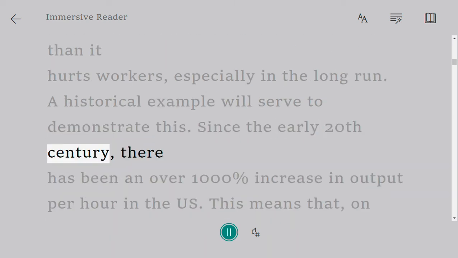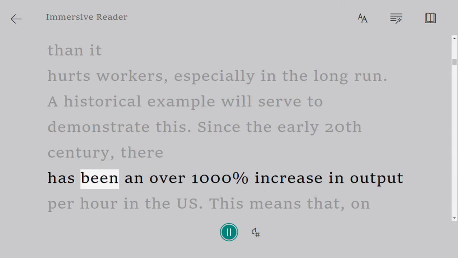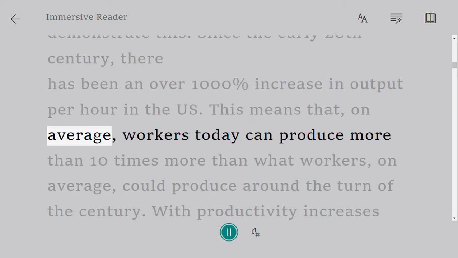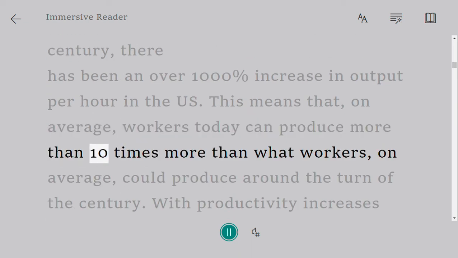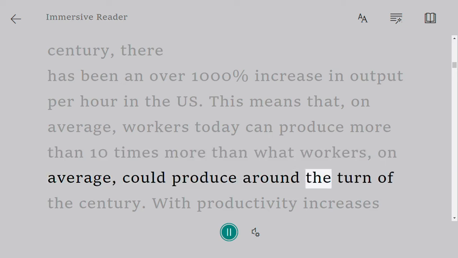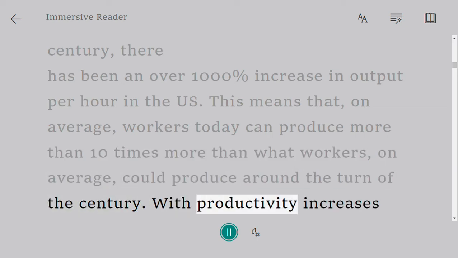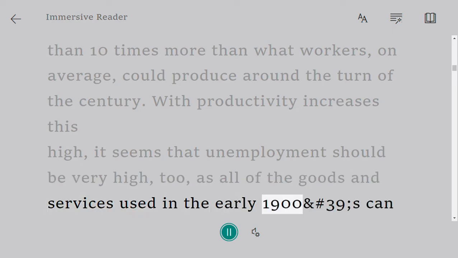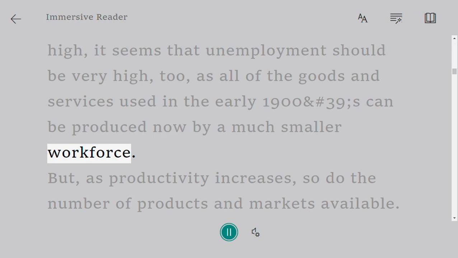Since the early 20th century, there has been an over 1,000% increase in output per hour in the U.S. This means that, on average, workers today can produce more than 10 times more than what workers, on average, could produce around the turn of the century. With productivity increases this high, it seems that unemployment should be very high, too, as all of the goods and services used in the early 1900s can be produced now by a much smaller workforce.